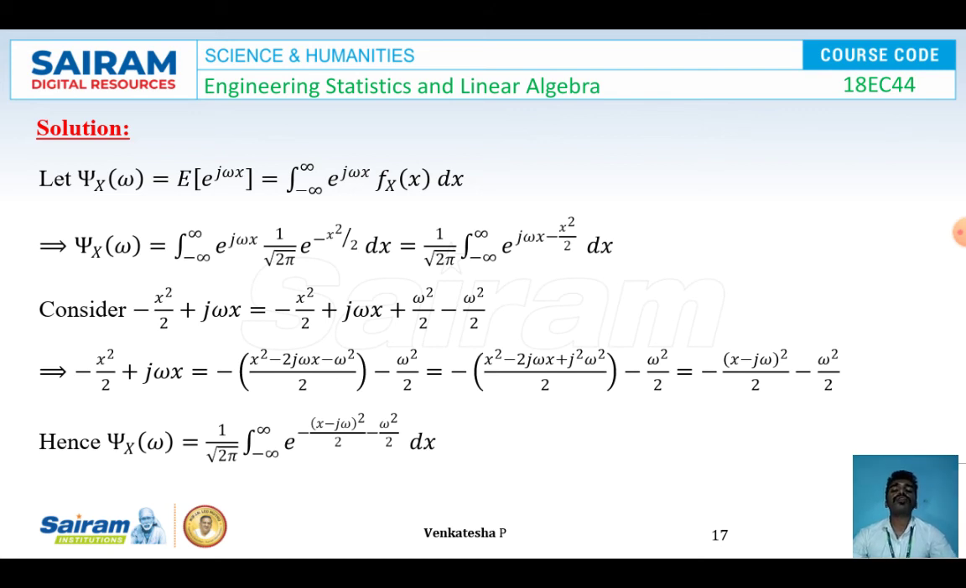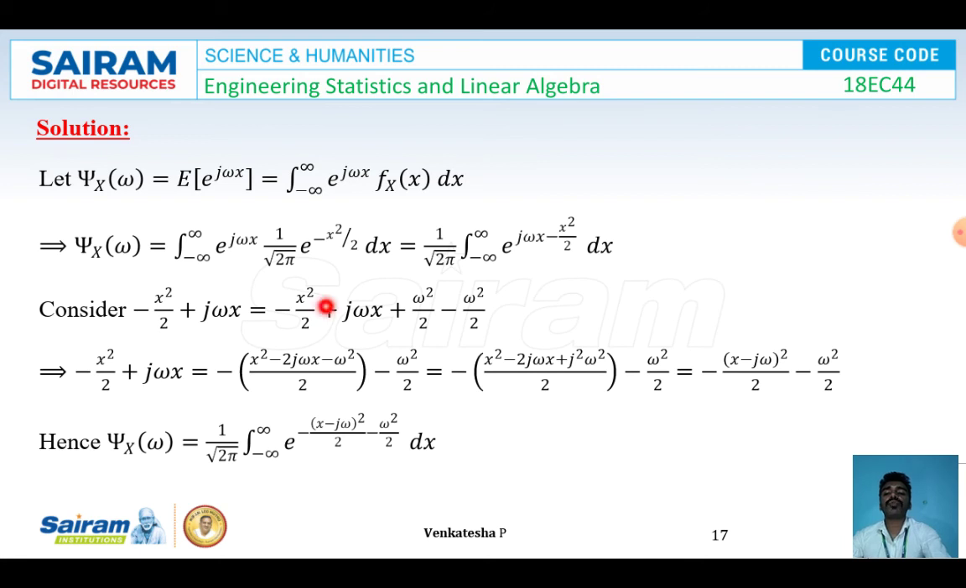So here, to simplify this e power j omega x and minus x square by 2, I'm going to take this equation as minus x square by 2 plus j omega x. So in this equation, I'm going to add and subtract omega square by 2. So adding omega square by 2 here and subtracting omega square by 2 here.